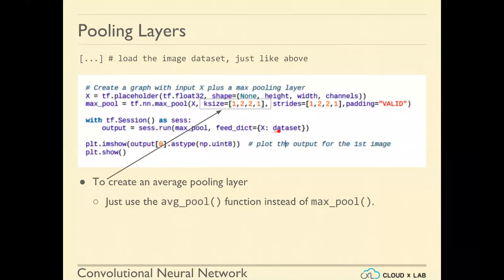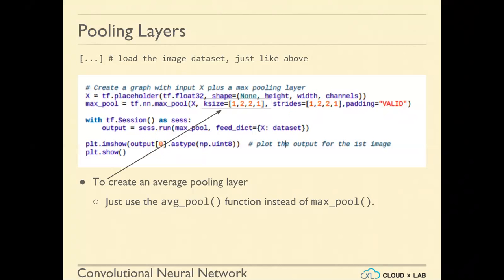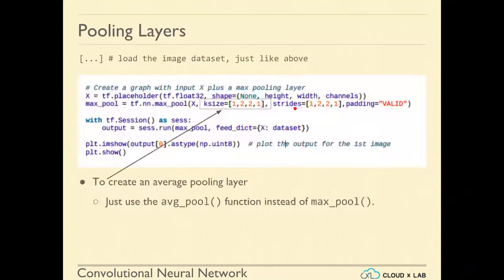Okay, so if you want to do average pool instead of max pool here, you could just say avg underscore pool and so on. All right, the rest of the things are same. There's strides, padding, and so on. And here we could just run the pool as usual. Okay.